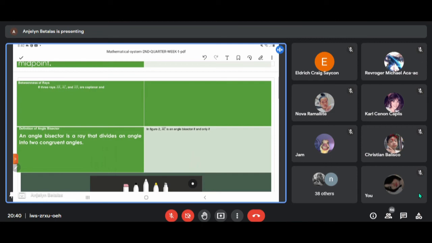Okay, betweenness of rays. If three rays, ray AB, ray AC, and ray AD are coplanar, and the measure of angle CAB plus the measure of angle CAD is equal to the measure of angle BAD, then ray AC is between ray AB and ray AD.